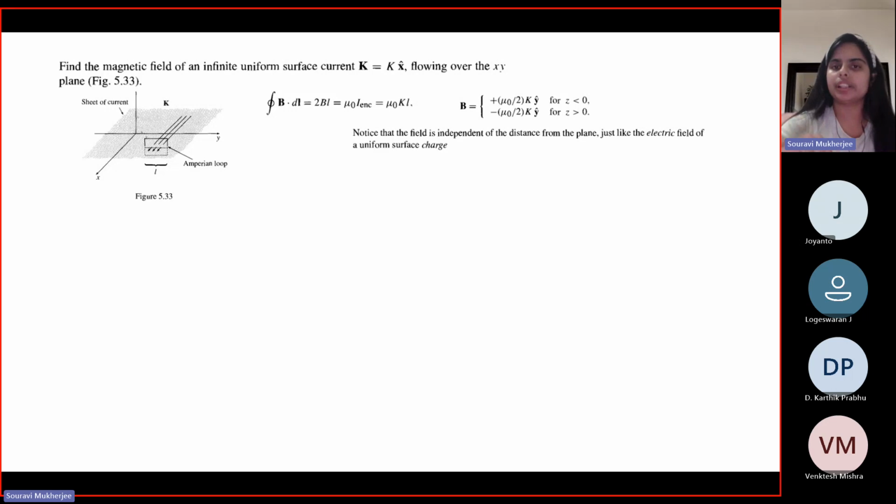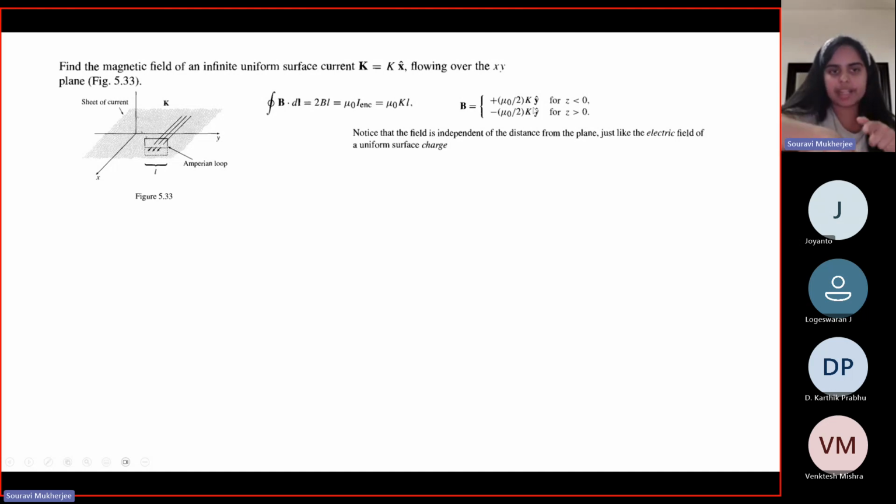So try to work it out along with me. If you have your magnetic field lines in the X direction, consider a point which is below the sheet. If you use the right hand thumb rule, you would see that it's pointing in the positive Y direction. So below the sheet, you have your magnetic field lines along positive Y direction.